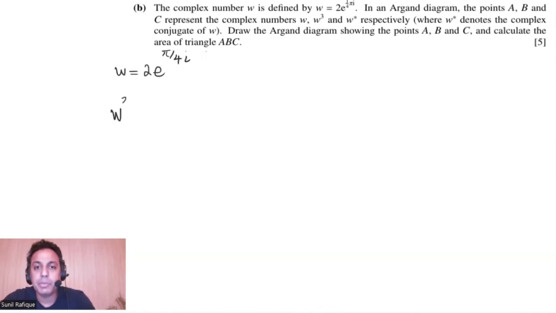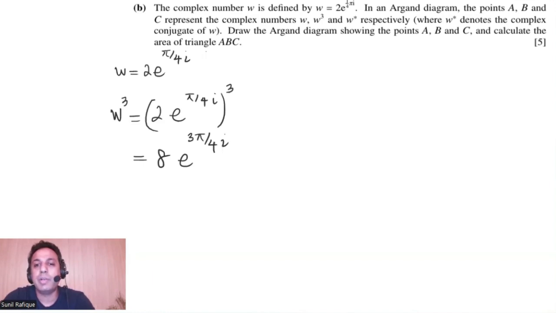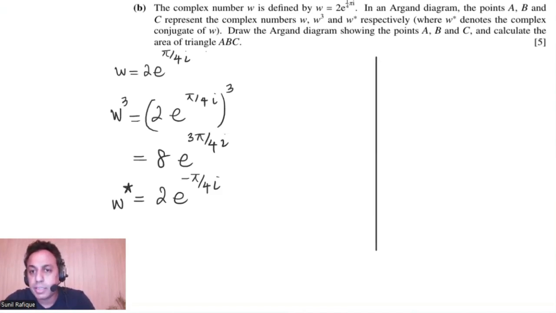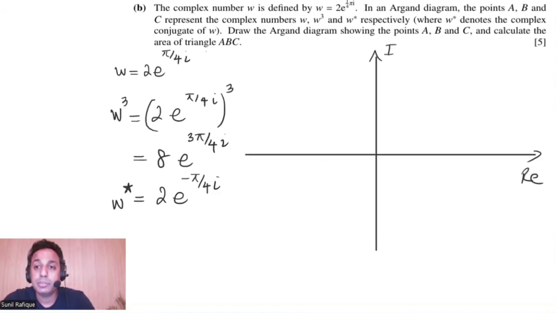Okay, so how do you get w cubed? It's going to be 2e to the power pi over 4 iota, cubed. So this is going to be 8e to the power 3 pi over 4 iota, right? So I'm using indices. And w star, which is the conjugate. You need to remember that the conjugate is just the reflection, so its argument is going to be minus pi over 4. It has the same magnitude, but it's a reflection of w. So let's sketch it. And they are saying calculate the area of the triangle represented by these. So this is the real part and this is the imaginary part. Okay, so how do you sketch a polar form?